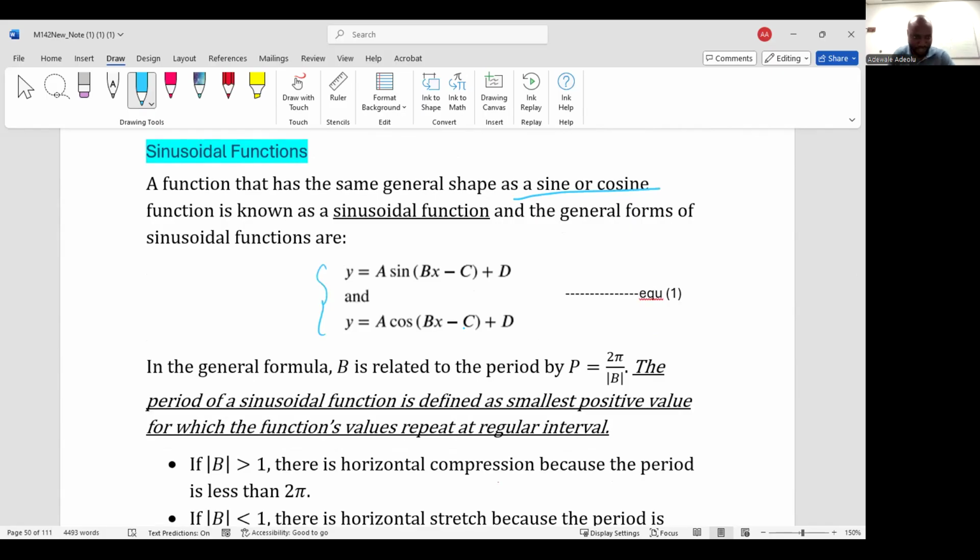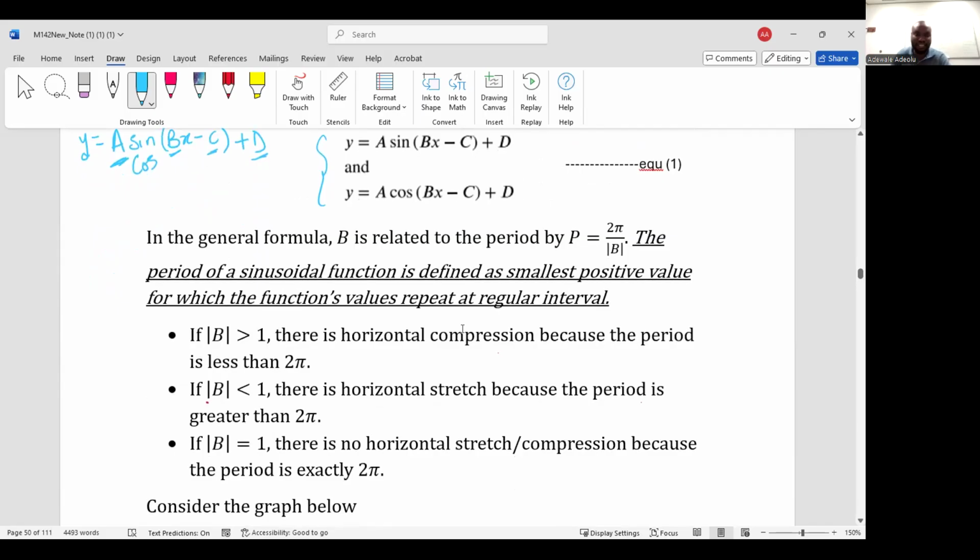Let us see. I have y equals a sine of b x minus c, plus d. We will break it down. What is a? What is b? What is c? What is d? We will break it down. We will learn it. So a sine or a cosine, we have the same representation, general form.